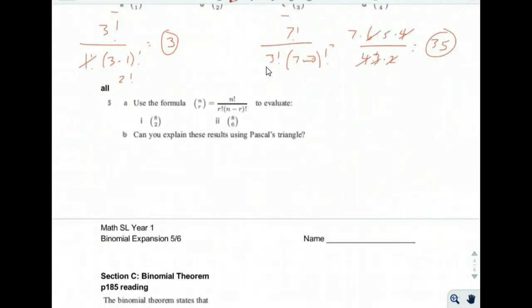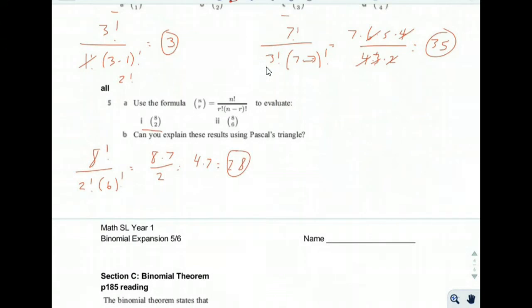And then the last problem. Use the formula, and R equals, to evaluate. Okay. And so, for example, this one, it would be 8 factorial divided by 2 factorial times 8 minus 2 factorial, which is 6 factorial. So that would be equal to 8 times 7 divided by 2, which is equal to 4 times 7 equals 28. Okay, can you explain these results using Pascal's triangle?